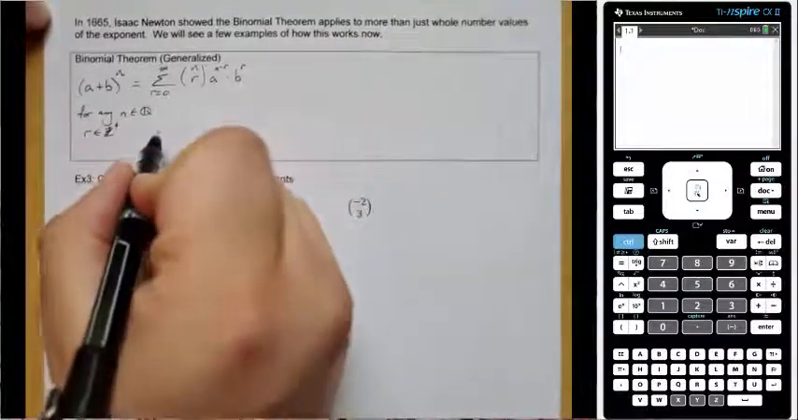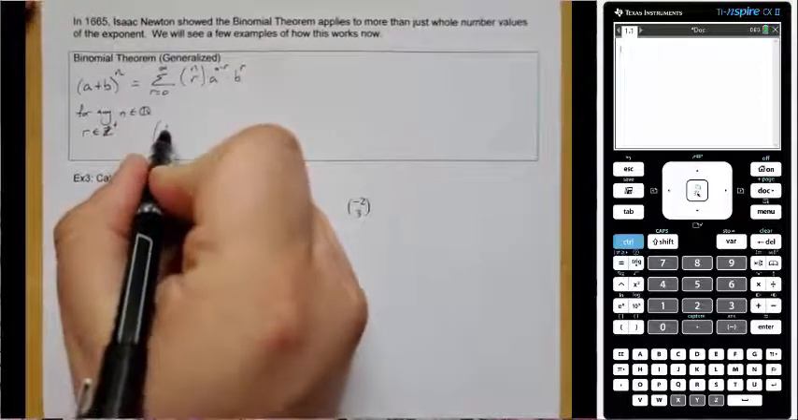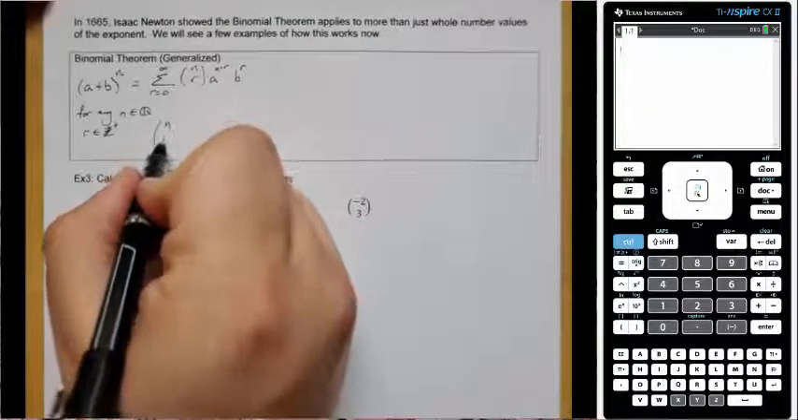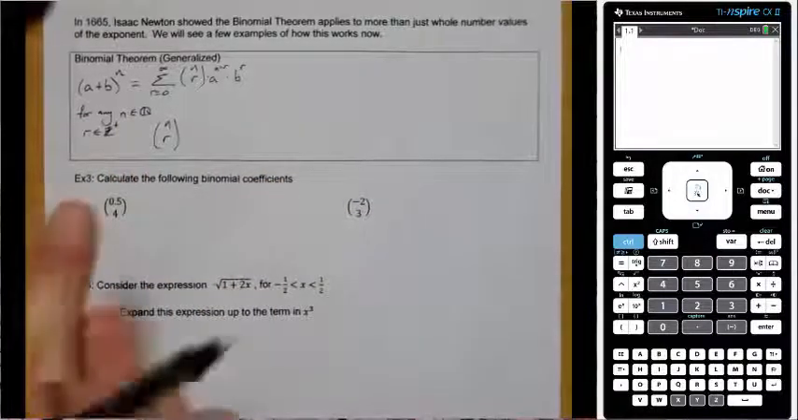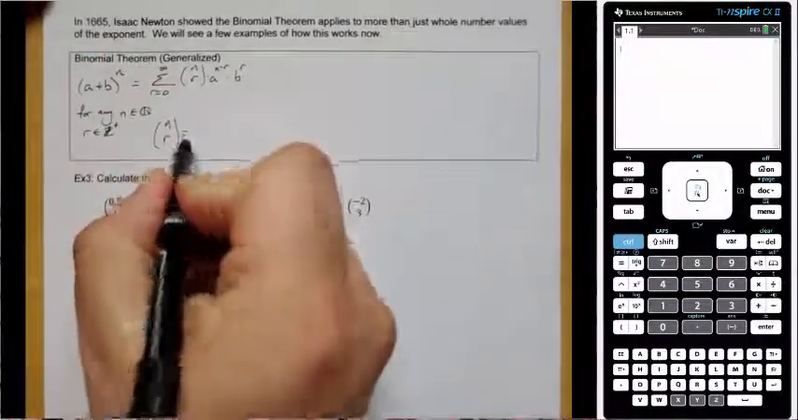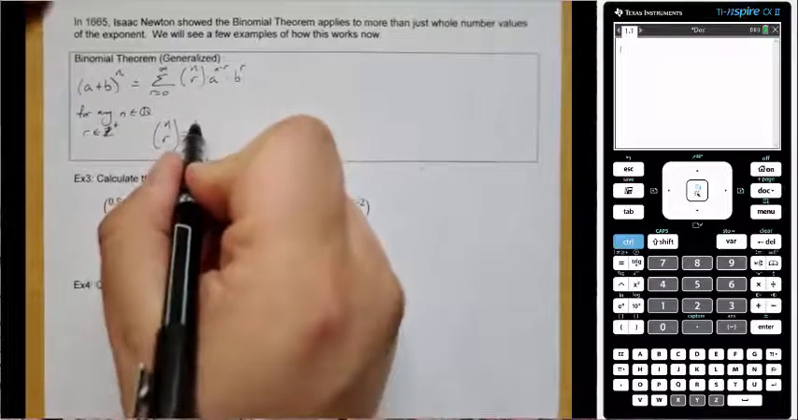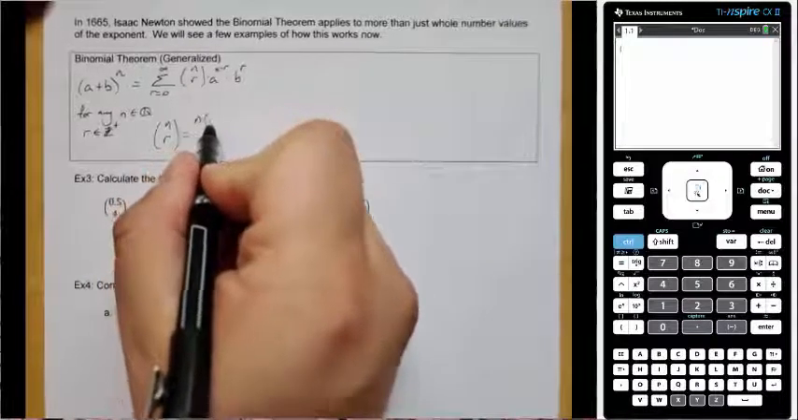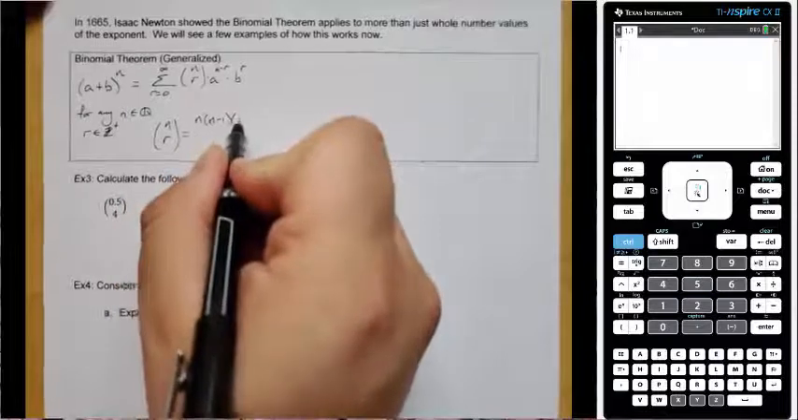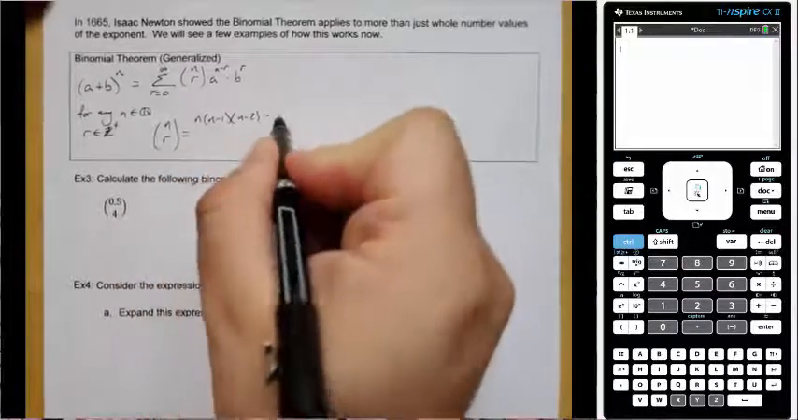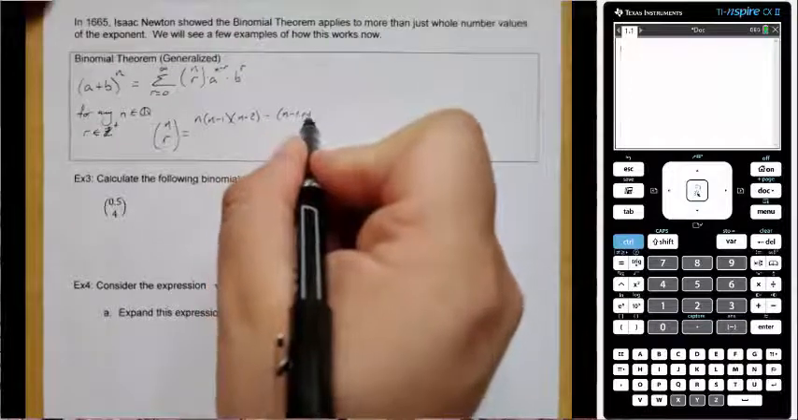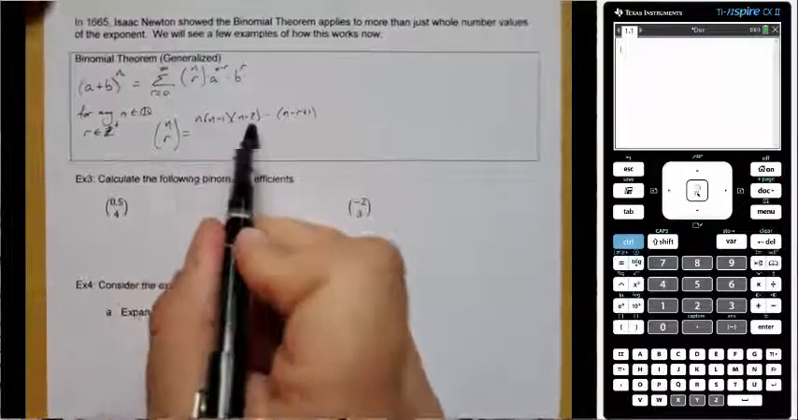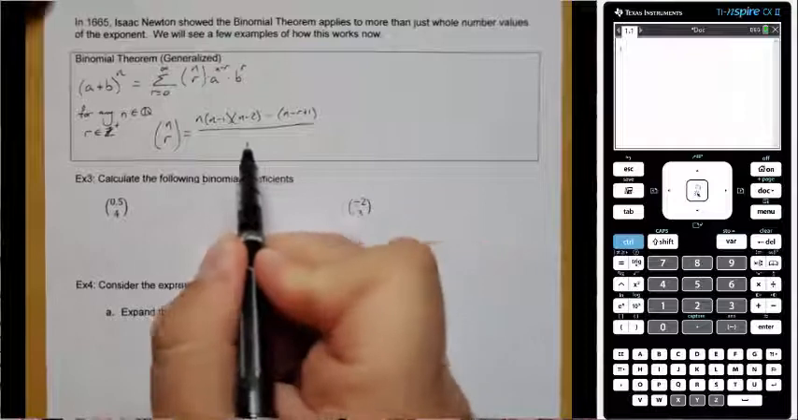It's going to look almost identical to what we thought of with our factorial notation. Just to do n factorial, if n's not an integer, we're just going to do the following. We're going to take n and then multiply by n minus 1, then n minus 2, and we're going to keep going until we do r of these. So this is r values in a row, and then we're going to divide by r factorial.